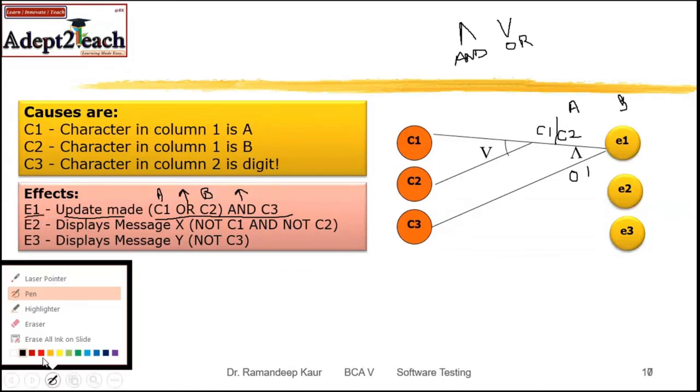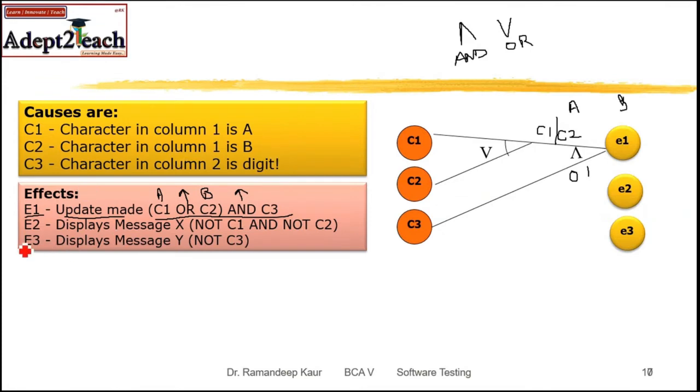Let's see the second effect. Now the second effect says display message X. When should this message be displayed? When you do not have A and you do not have B. That means C1 is also false and C2 is also false. So how can I display that?